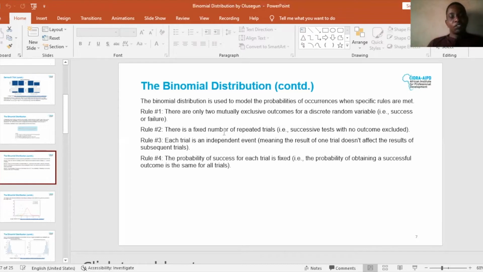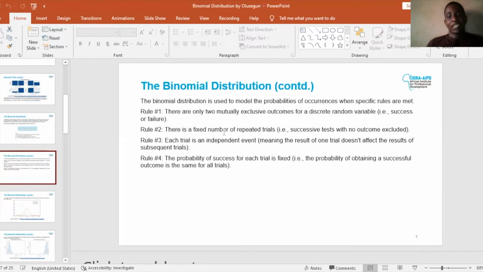Rule number 2, there's a fixed number of repeated trials. That means we can't keep repeating to infinity. These trials must have an end, so it'll be finite. That means if you have to flip a coin, there will be an n number of trials, maybe like 10 trials.